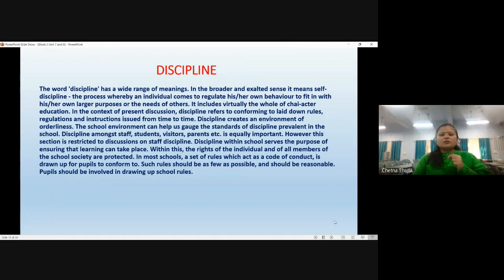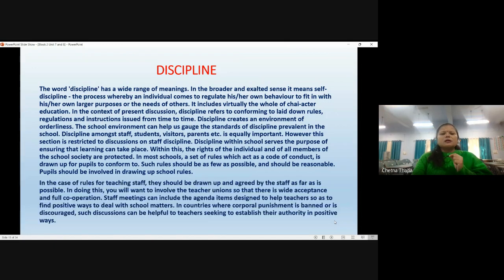You cannot frame a code of conduct without a discussion on it. Only then will you be able to devise a code of conduct. People should be involved in drawing up school rules, including the pupils, the students. Mere formation of the school rules by the staff members, the teacher, or the school head is not acceptable. The people for whom the school rules are being framed should be involved. This is actual discipline, which creates an environment of orderliness.